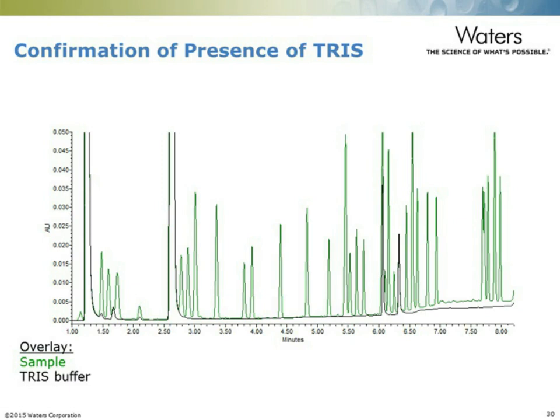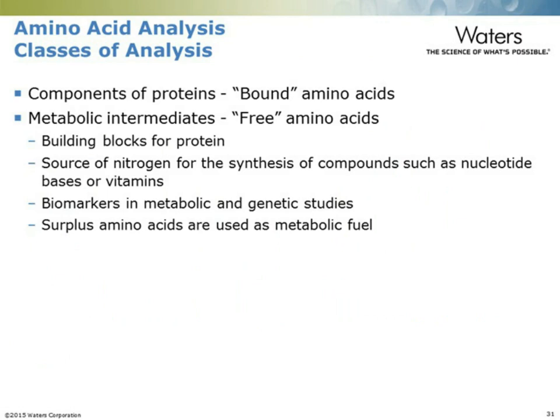so we can go on and consider how we might use it in a variety of analytical techniques. Basically, amino acid analysis is applied to two broad classes of samples. One is the components of proteins, the so-called bound amino acids, and the other is metabolic amino acids, which would be free amino acids, things that are not only building blocks, but sources of nitrogen for the protein.